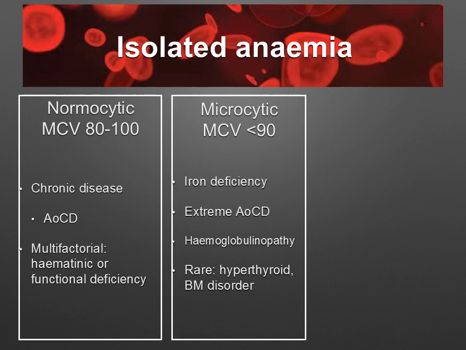The microcytic anemia is often the result of iron deficiency, which can come from blood loss, malabsorption, or dietary disease. At the extreme end, anemia of chronic disease can cause it, as well as hemoglobinopathies like thalassemia trait. And I guess some of the rarer causes include hyperthyroid or bone marrow disorders.